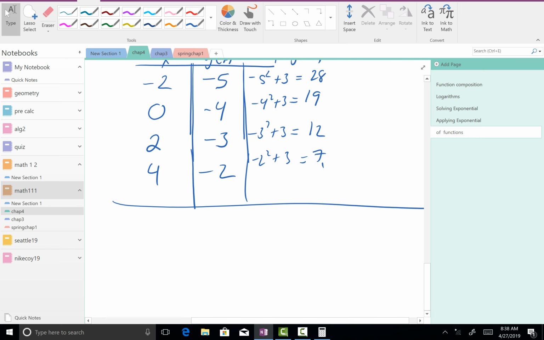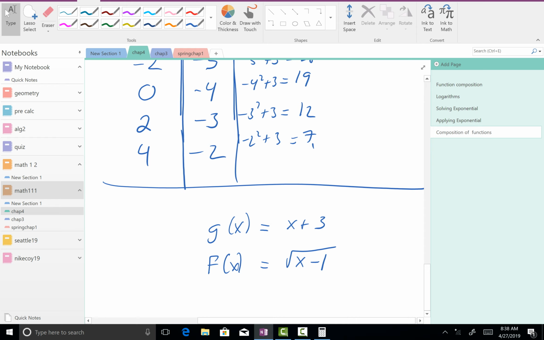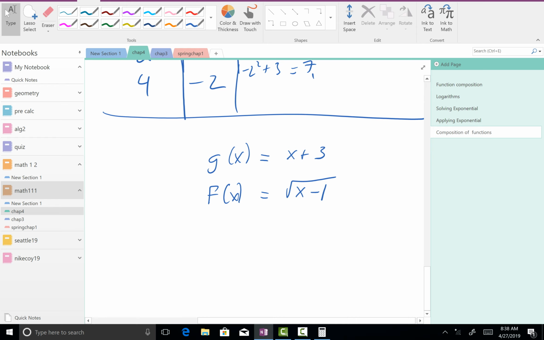So let's take a look at one that's a little bit more complicated. So let's say we have here something like this. Okay, so we have g of x and f of x. All right, so then what I'm going to do is take f of g of x, and we're just going to strictly talk about the domain.